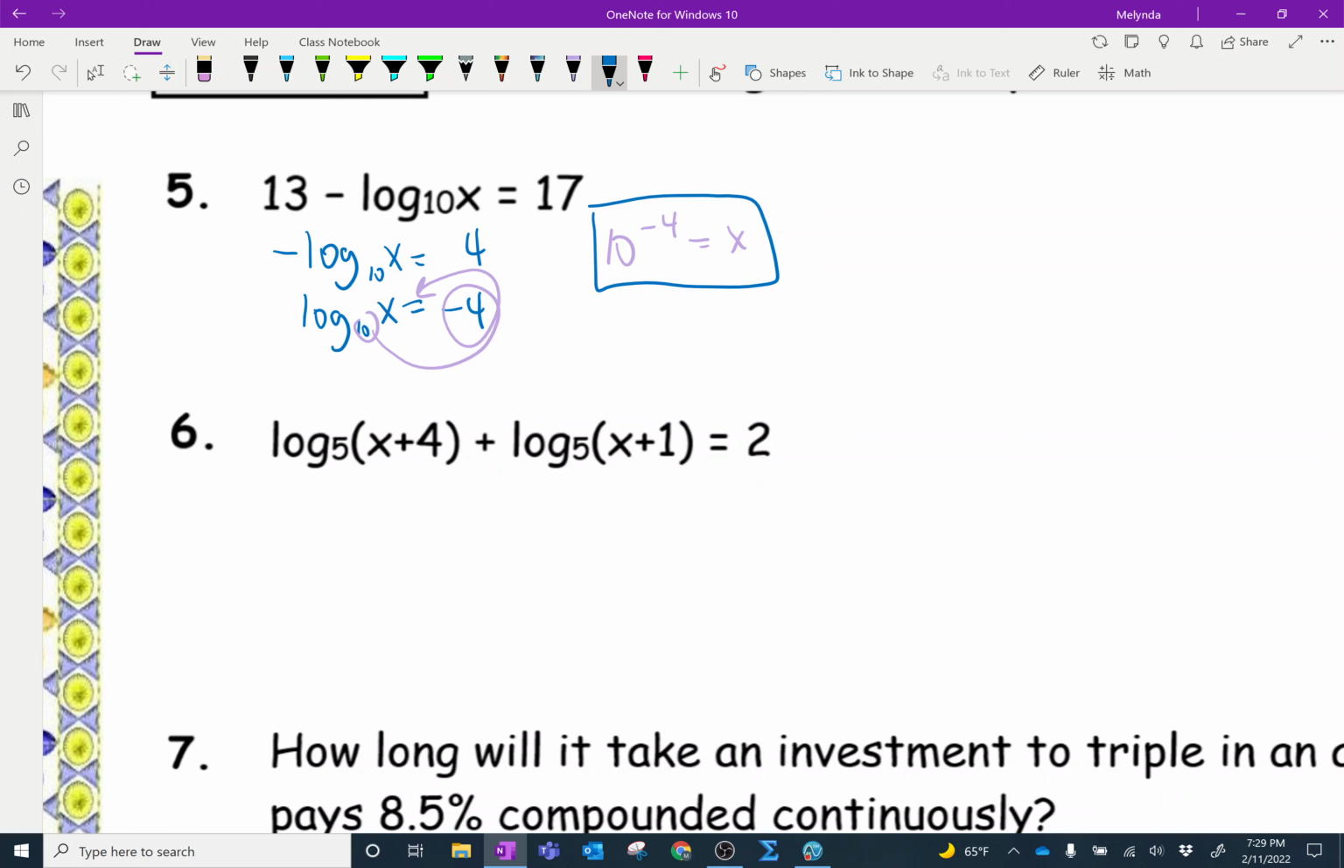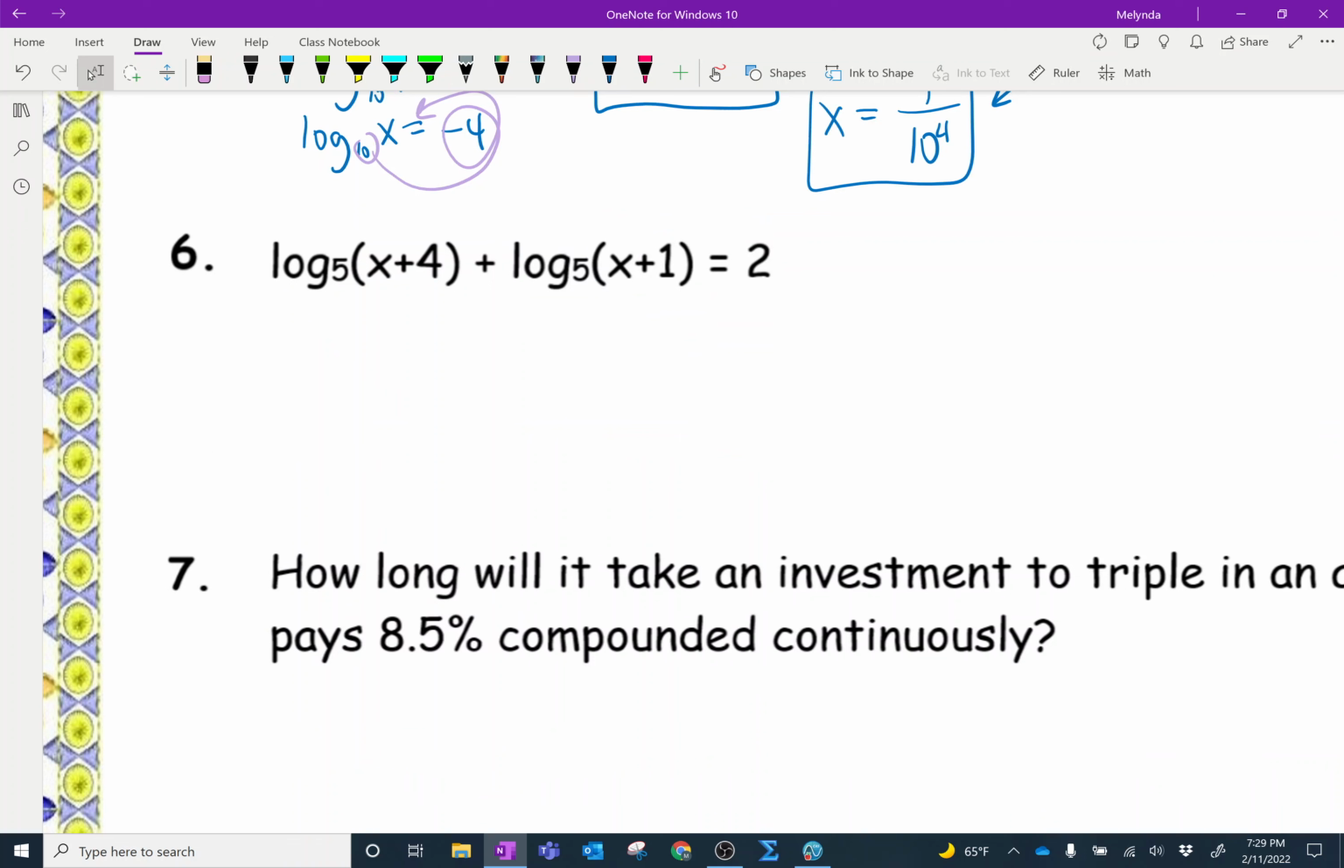Now I have 2 logarithms. I can't convert to exponentials with 2, so let's bring them together. Do we remember when we are adding logarithms what our conversion is? To condense it. Yep, adding is multiplication, so we're going to bring that together to be log base 5 of x plus 4 times x plus 1 equals 2.